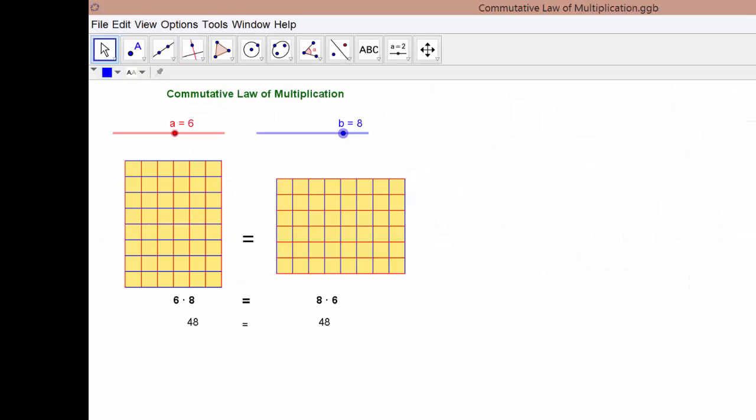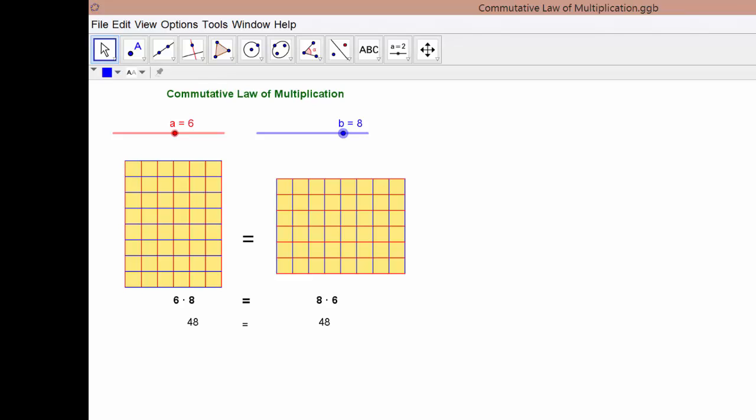Now let's look at the commutative law of multiplication. In this case, we want to multiply A and B together. A will be set equal to 6, and B will be set equal to 8. A will be given by the number of columns that we have, and B will be given by the number of rows that we have. We can think of these as chocolate squares.